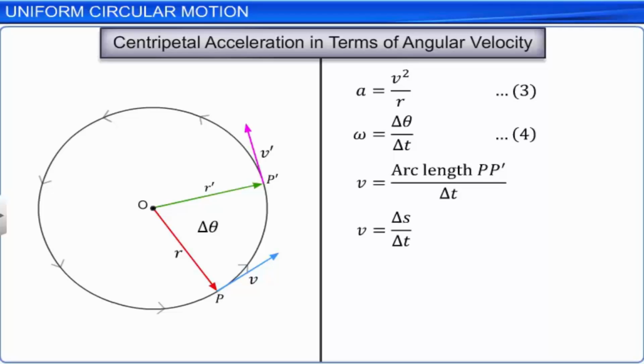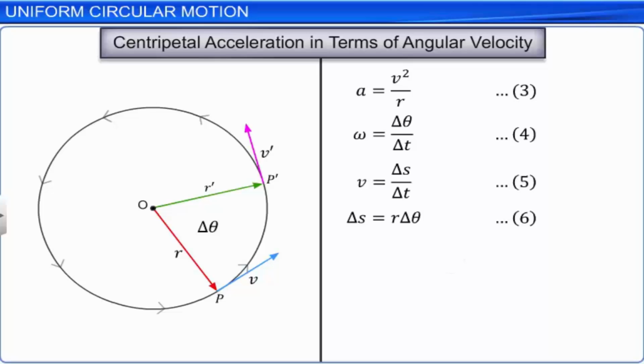Substituting 6 in 5, we get V is equal to R delta theta by delta t. Let this be equation 7. Substituting 4 in 7, we get V is equal to R omega. Let this be equation 8. Now, substituting equation 8 in equation 3, we get centripetal acceleration a_c is equal to omega square into R.